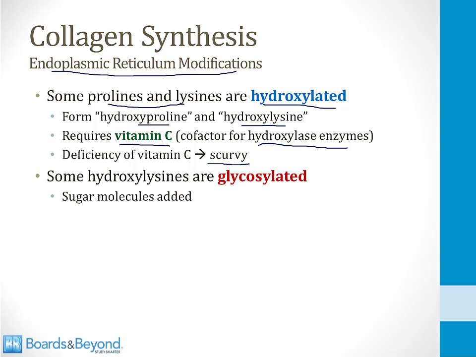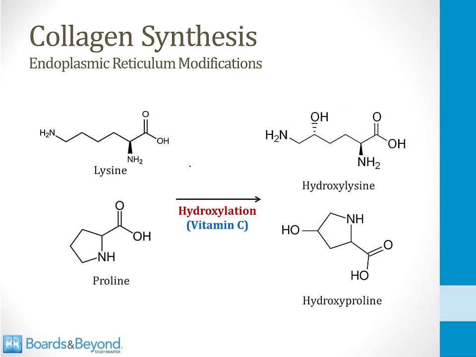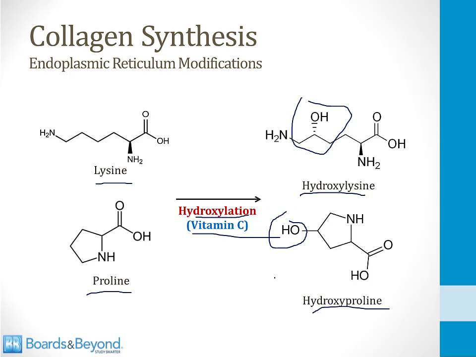Other modifications that occur in the endoplasmic reticulum include the fact that some of the hydroxylysines are glycosylated, meaning that sugar molecules are added to the hydroxylysine amino acids. Shown on the screen are the chemical reactions that occur in the process of hydroxylation in the endoplasmic reticulum. Lysine and proline amino acids found in the pro-alpha chains undergo hydroxylation, which requires vitamin C. Lysine becomes hydroxylysine, which has a hydroxyl group not present in lysine. Proline becomes hydroxyproline, which also has a hydroxyl group that was not present in proline.